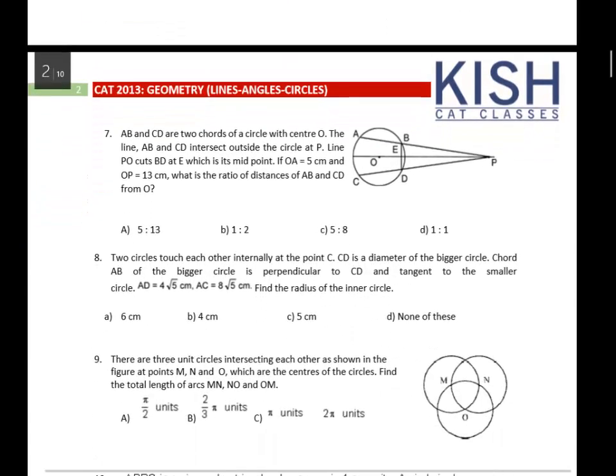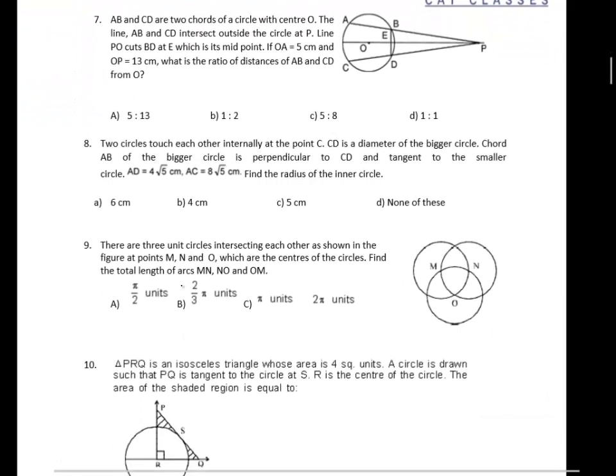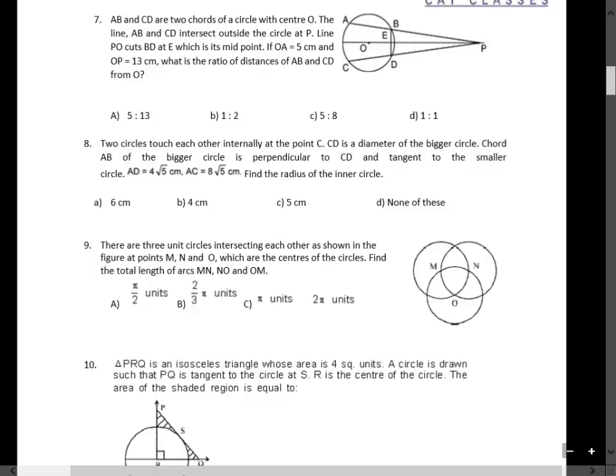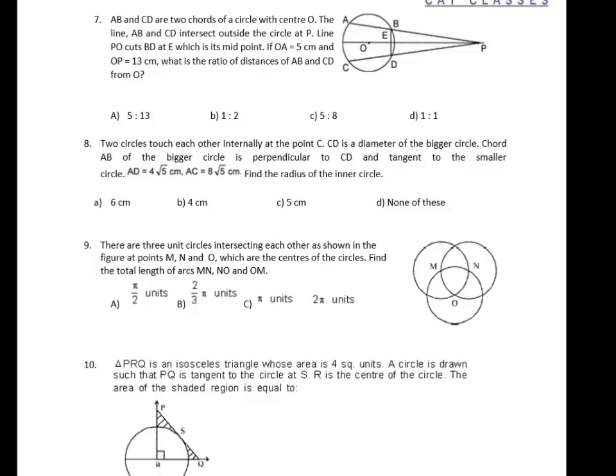Now just focus on question number 7. AB and CD are two chords of a circle with center O. The lines AB and CD intersect outside the circle at P. Line PO cuts BD at E, which is its midpoint. So if it is a midpoint, what is the line actually? OP is a line passing through the center. If it cuts BD at the midpoint, it makes exactly 90 degrees with the chord BD. So angle E equals 90 degrees.